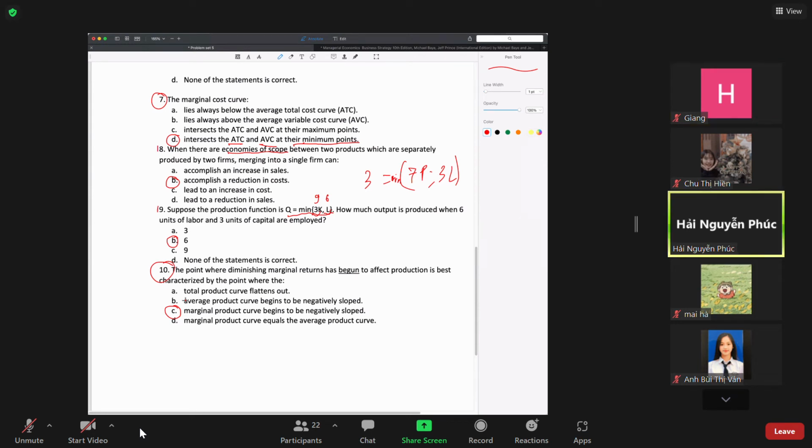Tức là cái câu hỏi này người ta hỏi về diminishing marginal returns. The point where diminishing marginal returns has begun to affect production is best characterized by the point where the marginal product curve begins to be negatively slope.